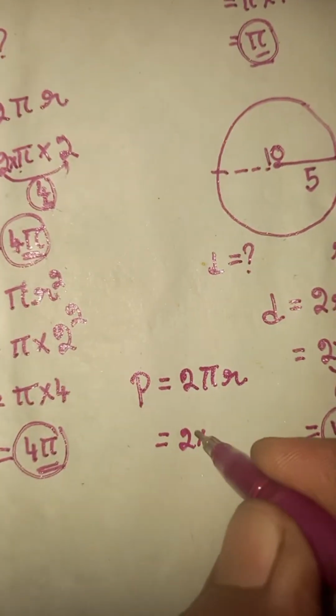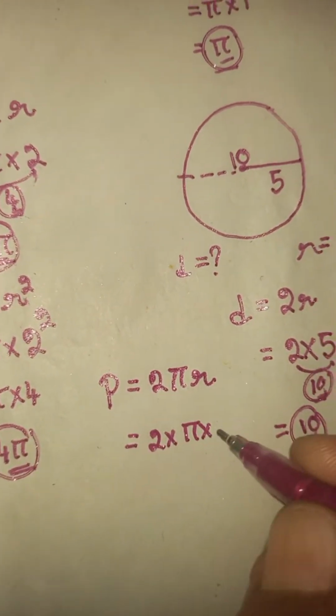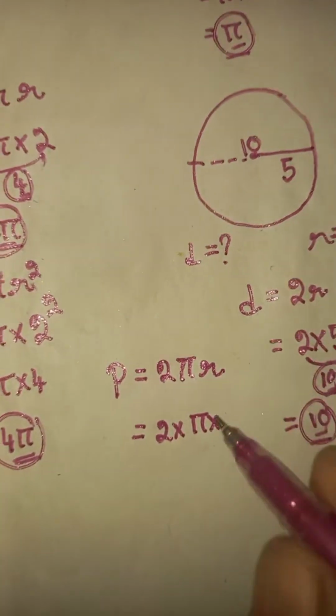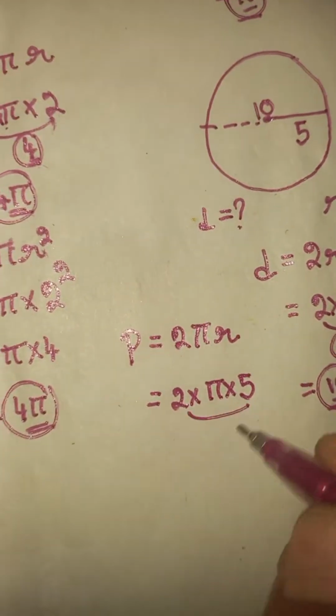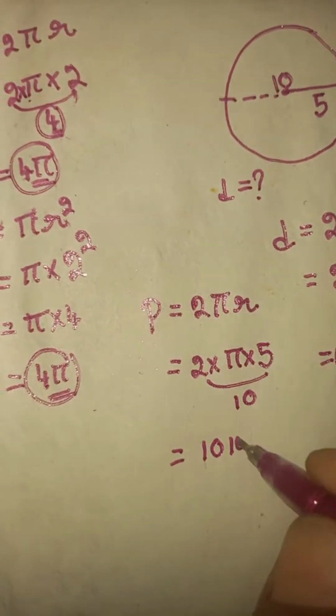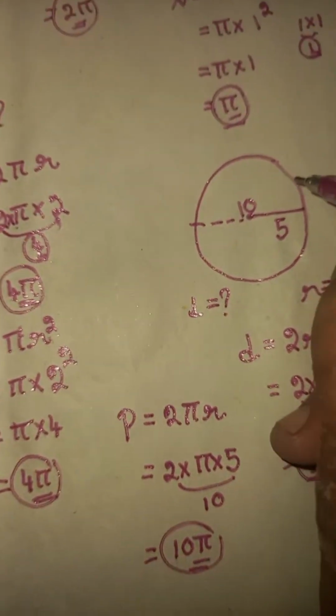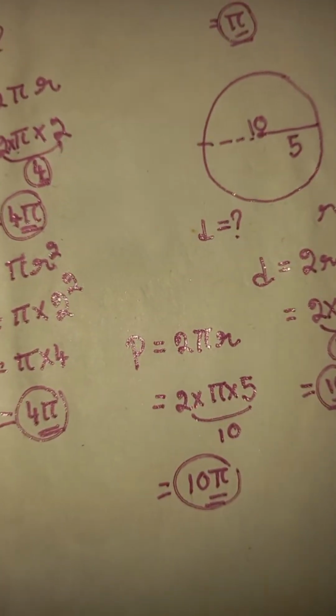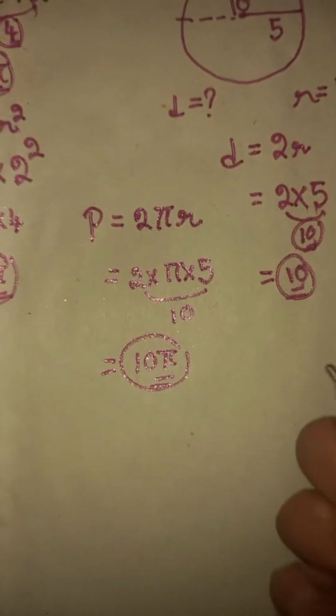Now you can write this as 2 times pi times radius, which is 5 units. 2 times 5 is 10, and 10 times pi is 10 pi. 10 pi units is the perimeter of this circle. Let's find out the area of the circle.